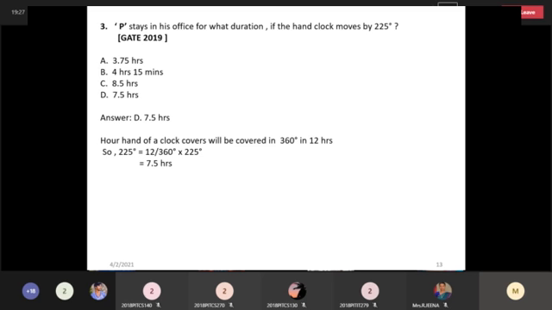Are you able to understand, students? It is very easy to calculate. This gives the number of hours for which the hand of the clock moves by 225 degree. Next question.